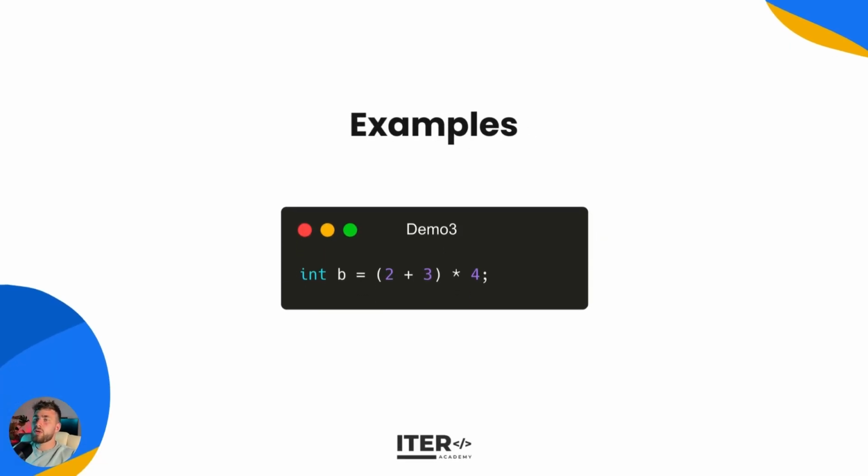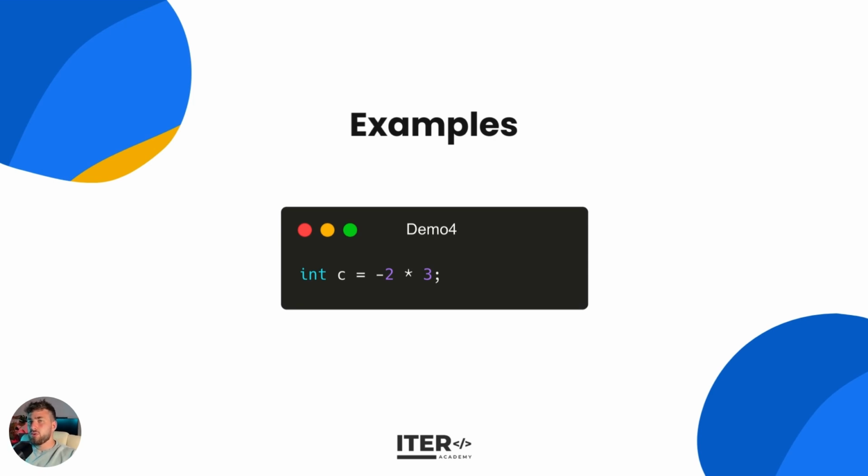Now let's look at another example from the demo 3. int b = (2 + 3) * 4. In this expression, we have used parentheses to explicitly state that we want the addition to be performed first. Therefore, the value of b is 20.